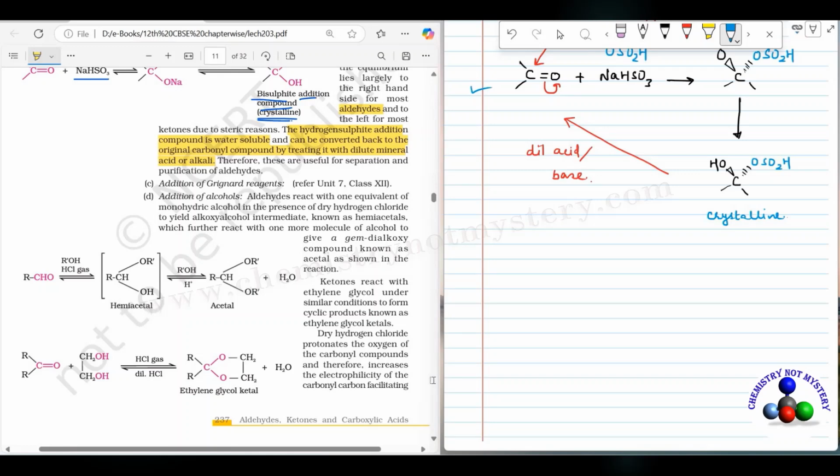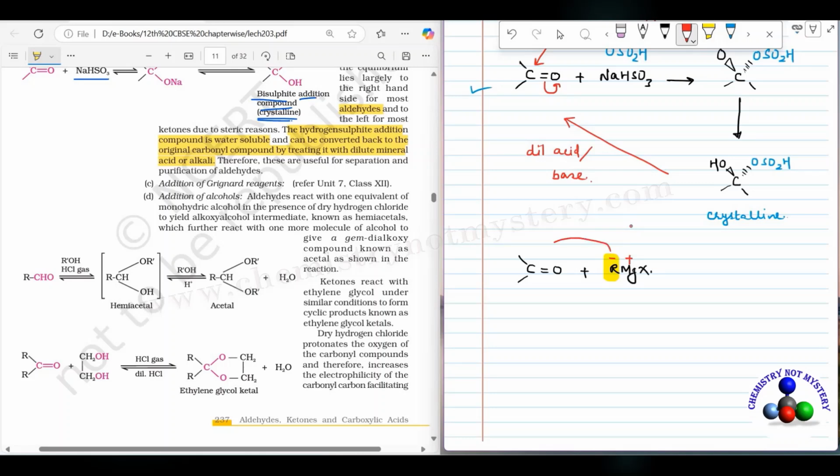Now come to the addition of Grignard reagent that you have learned in the previous chapter. But still we can revise the addition of Grignard reagent. So this is carbonyl carbon and when it reacts with R-MgX, magnesium is an electropositive element, so the alkyl group will develop negative charge. So in case of Grignard reagent, R negative ion is the nucleophile of this reaction.